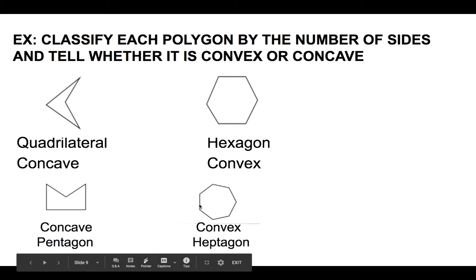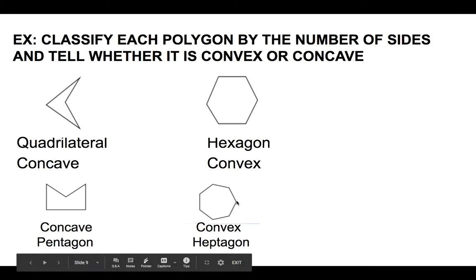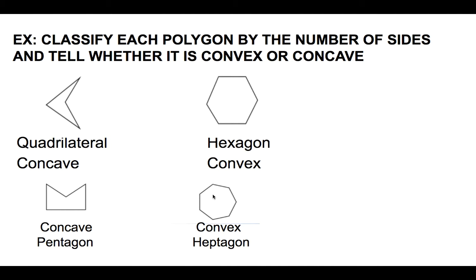And then with this one here, if we go ahead and count the sides, we have 1, 2, 3, 4, 5, 6, 7 sides, meaning that this is a heptagon. And then if we were to go ahead and extend out each side of this polygon, none of the sides would end up touching a point in the interior, so that means it is convex.